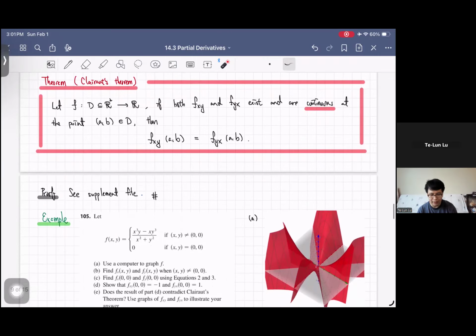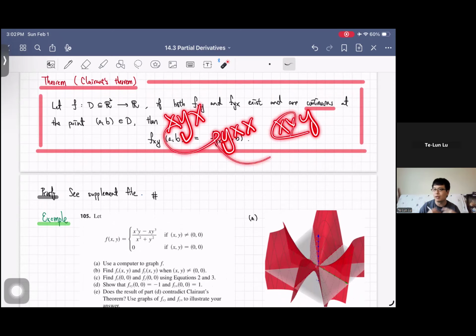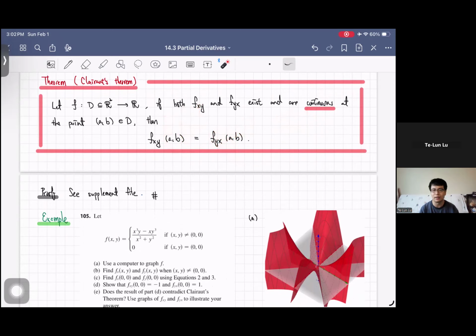So anyway, provided that theorem, we know that in general, for nice enough functions like polynomials and trigonometric functions, you can always expect the partial derivatives to be the same, disregarding the order. You can do xyx, yxx, or xxy. Those three derivatives will be the same, right? By Clairaut's theorem.